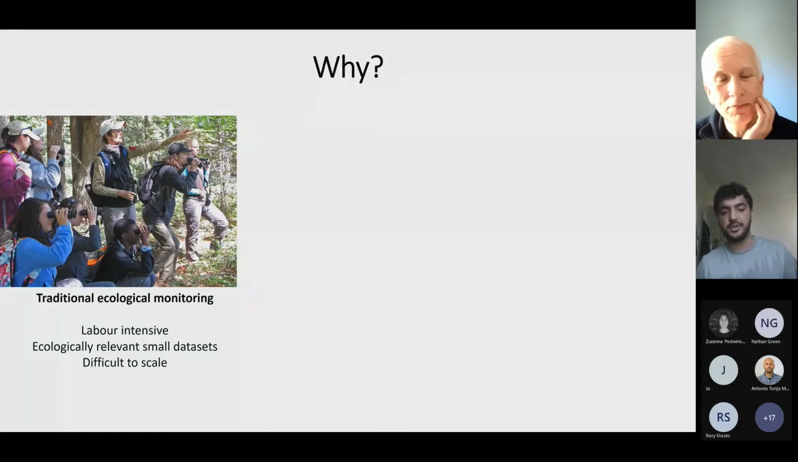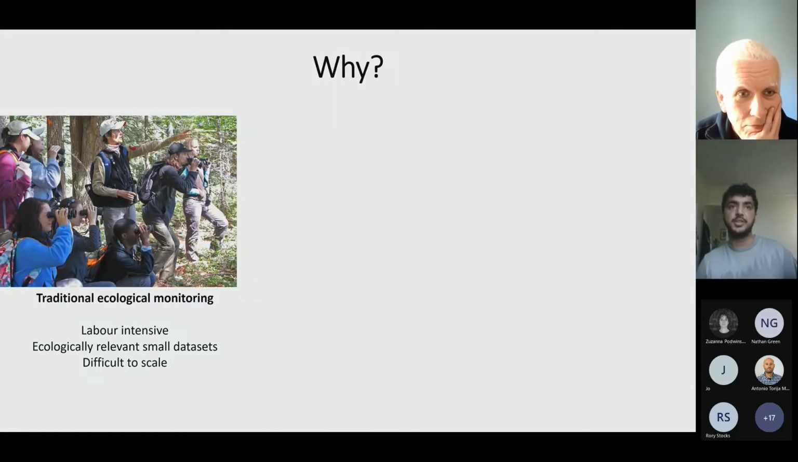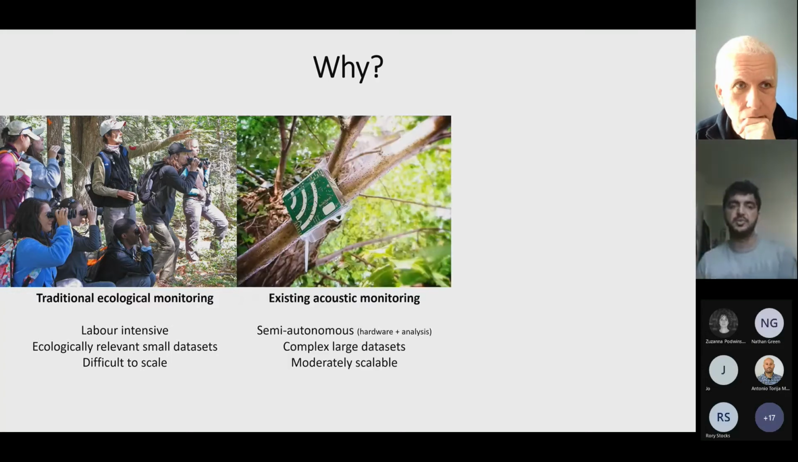You want to know exactly which birds are where. You can tell the sex of the bird, you can tell their breeding status, you can tell abundance, how many of them there are versus whether they're just there or not. So it's great data, but it's pretty labor intensive and it's quite difficult to scale. So acoustic monitoring has been used in ecology for many years before I even entered the field.